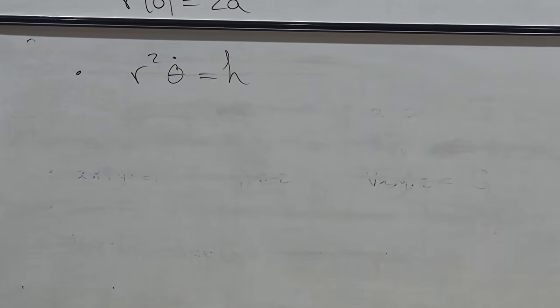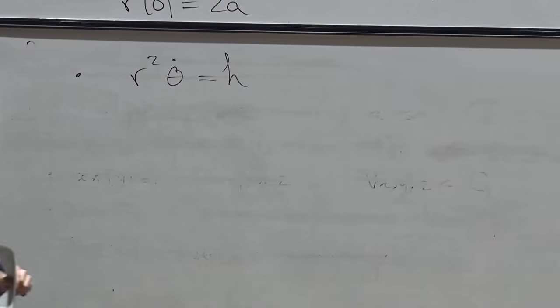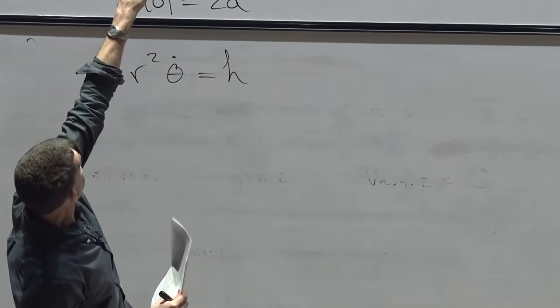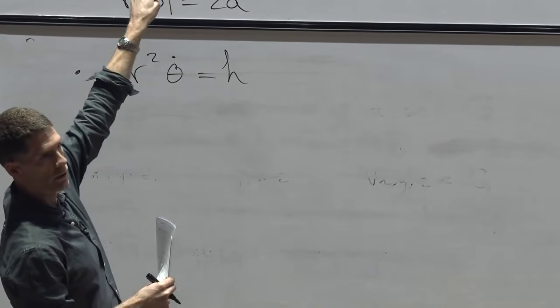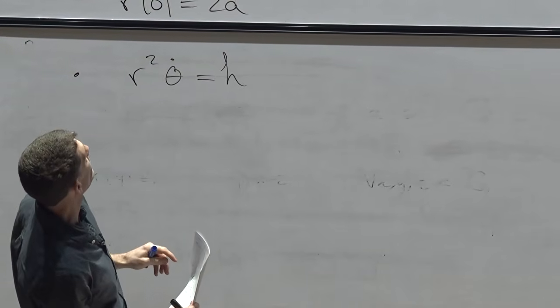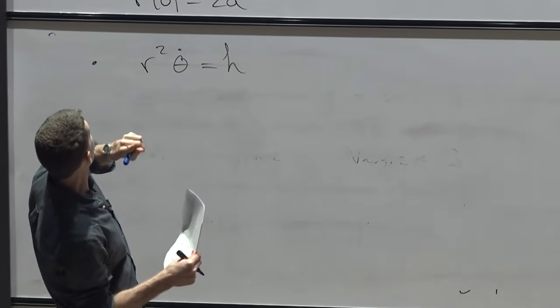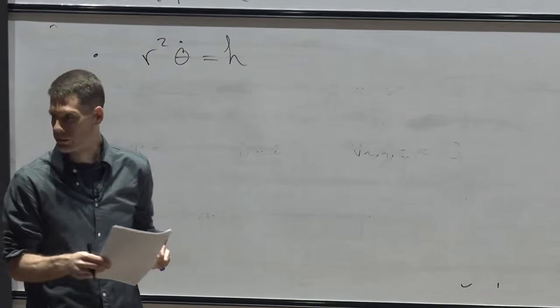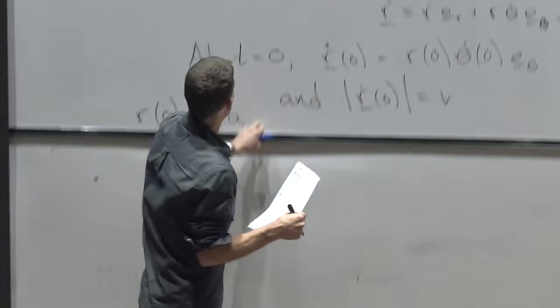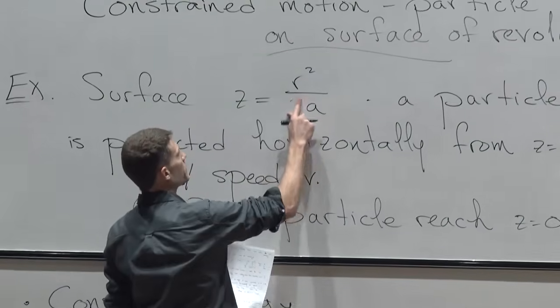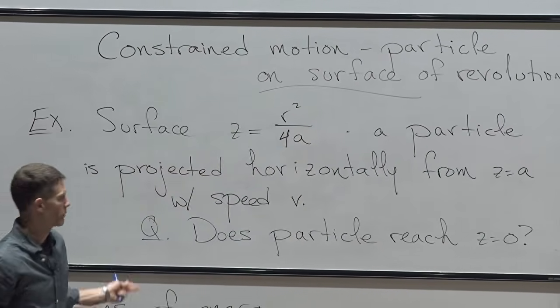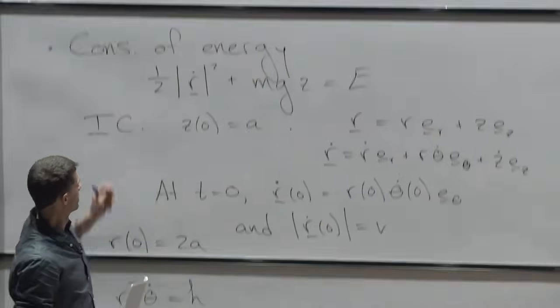Question? Where's this coming from? If I put z equals a and solve for r squared over 2a, r squared over 4a, you're right, this was wrong. The mistake is up here. I want the surface to be 4a. Thank you. That should work.